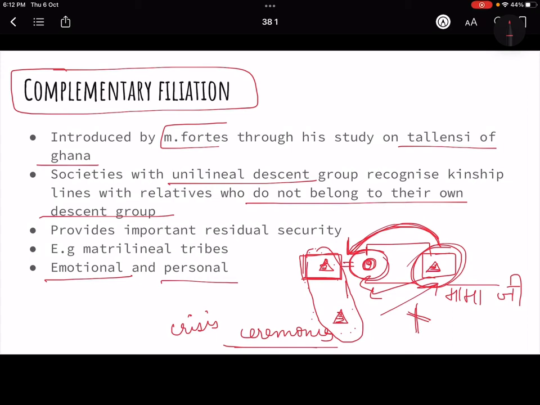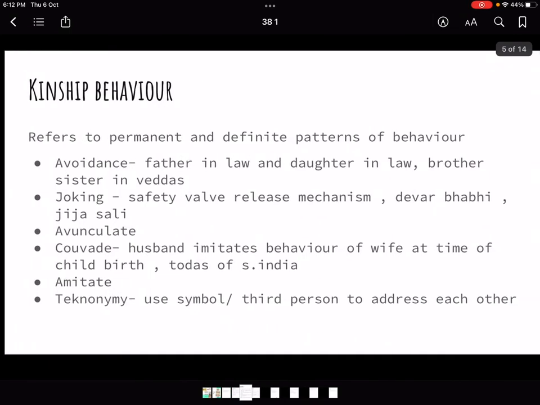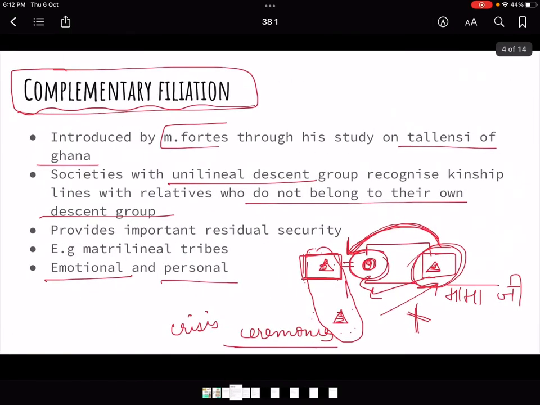So this is what complementary filiation is all about, that societies जहाँ पे unilineal descent group है, right, वहाँ पे आपके emotional security, आपके personal feelings के लिए there are other people in the kin group who are not directly in your descent, but even then they play an important role, and that is what is known as complementary filiation. I hope you understood it, otherwise I will just explain it to you once more.